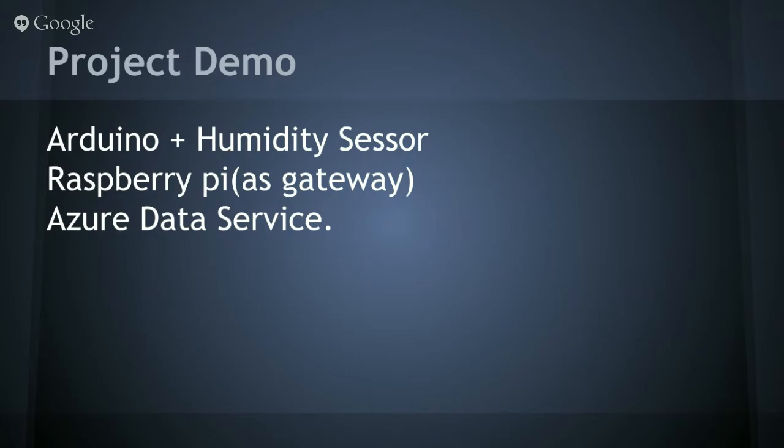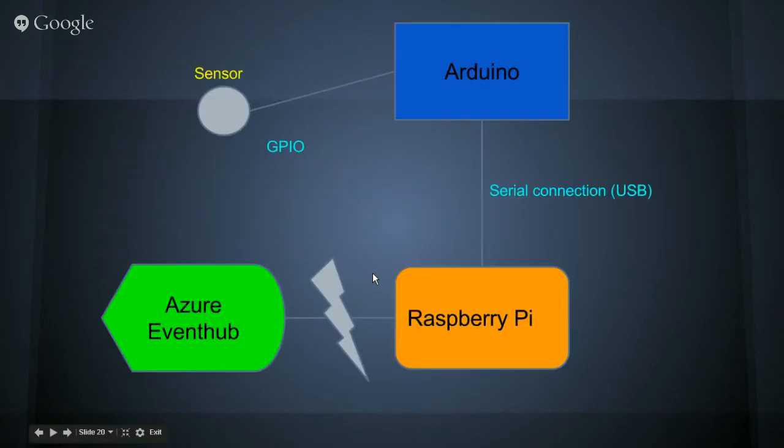Let's check the diagram for this one. This sensor will connect to the Arduino with GPIO. Arduino will connect to the Raspberry Pi with serial USB. I don't have the wireless module right now, so that's why I cannot connect wirelessly, though it can. And then the Raspberry Pi connects to Azure using the internet. So let's start.